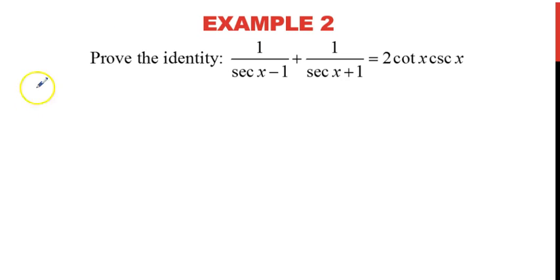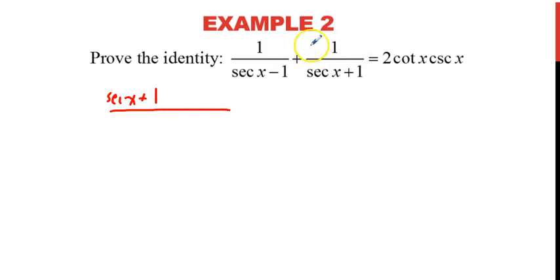So here's another example. I'm going to work with this stuff on the left-hand side because that looks a lot uglier to me. I've got two different fractions with different denominators being combined together, and I'm trying to make them equal this 2 cotangent cosecant. So first thing I'm going to try is, since I have two fractions, let's get a common denominator between them. So for the fraction on the left, I would multiply top and bottom by secant x plus 1. And for the fraction on the right, I would be multiplying this by secant x minus 1.